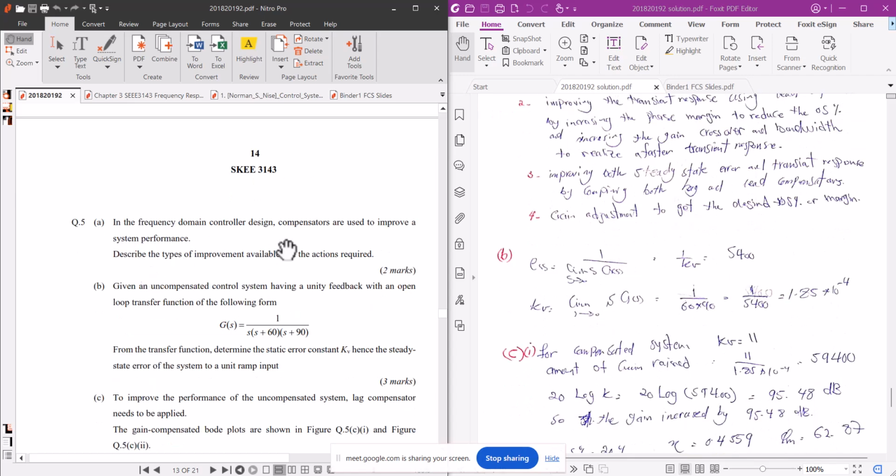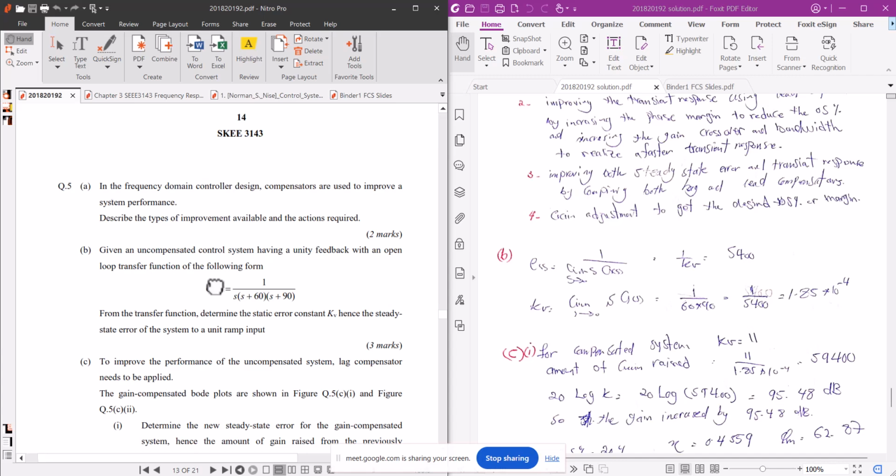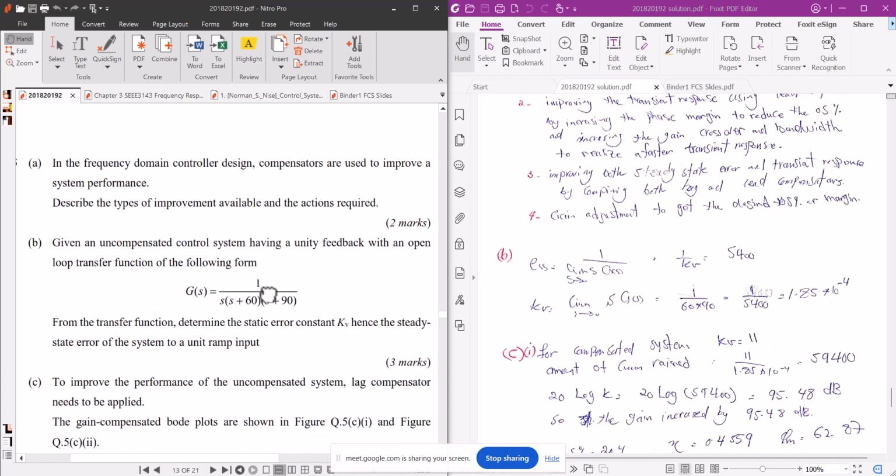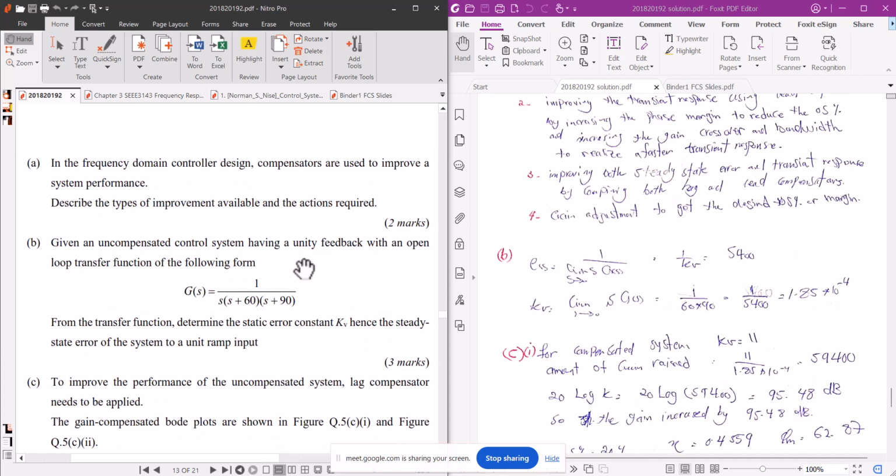Next part is B. Given an uncompensated control system with unity feedback and an open loop transfer function of the following form, G(s) is 1 over s into (s plus 60)(s plus 90). So what is the type of the system? It's type 1. For this transfer function, determine the static error constant Kv. What will be Kv? So we can calculate it quickly.